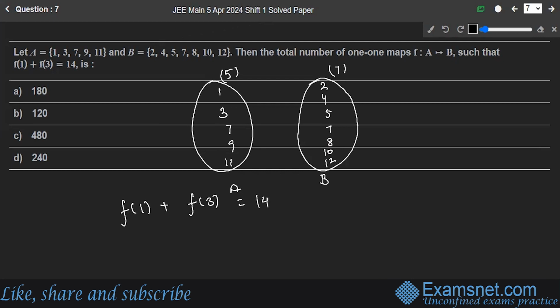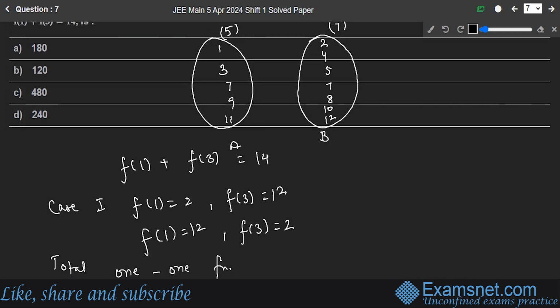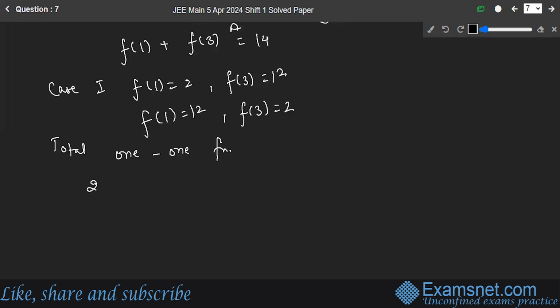So here are the two cases possible. The first case, when f of 1 is equal to 2, f of 3 is equal to 12. Or when f of 1 is equal to 12 and f of 3 is equal to 2. So total one-to-one functions, how many? This is 2 into 5 into 4 into 3, which is 120.